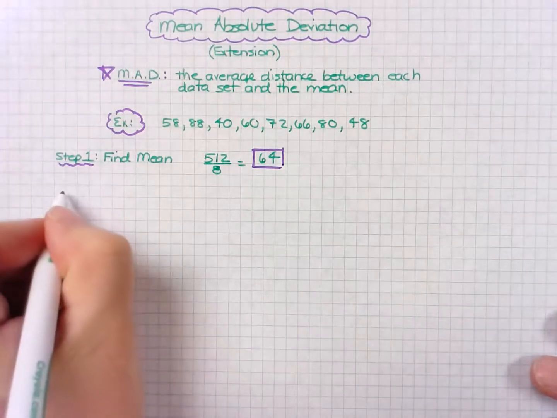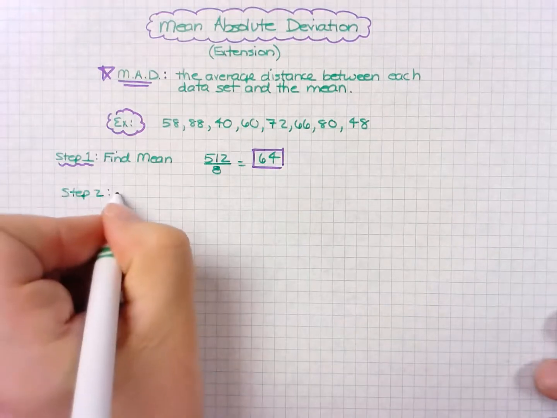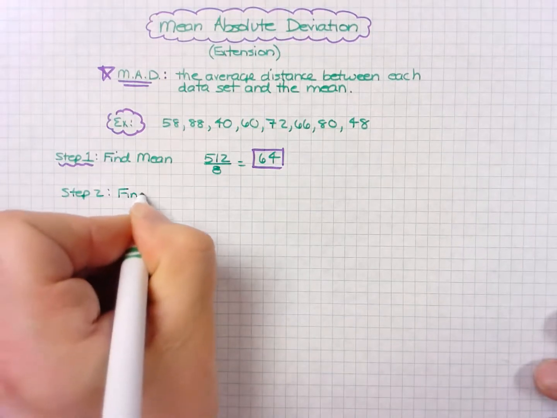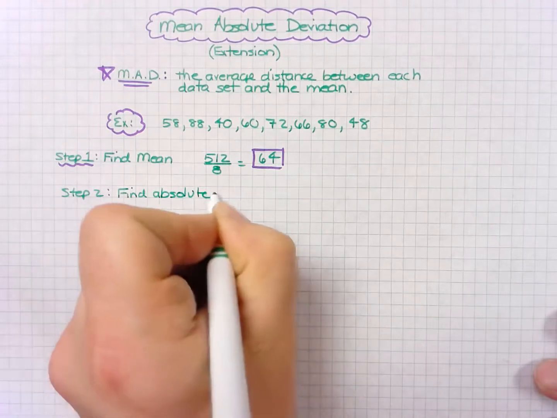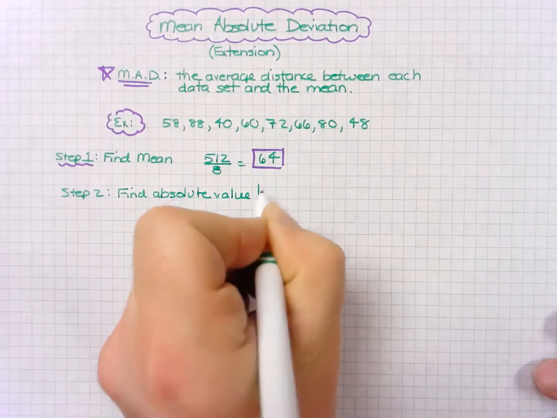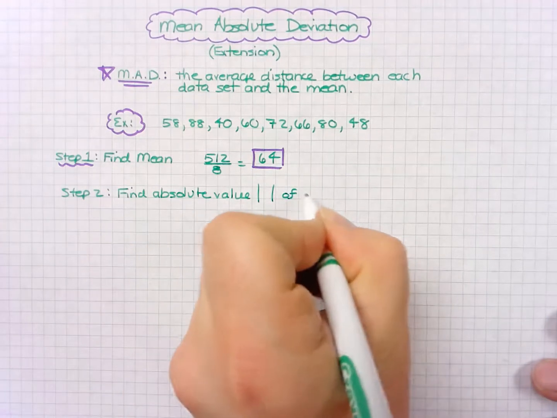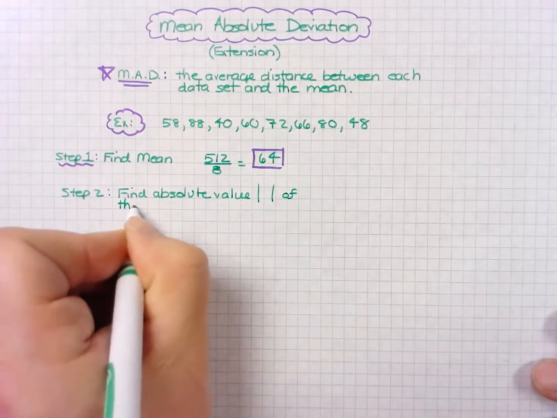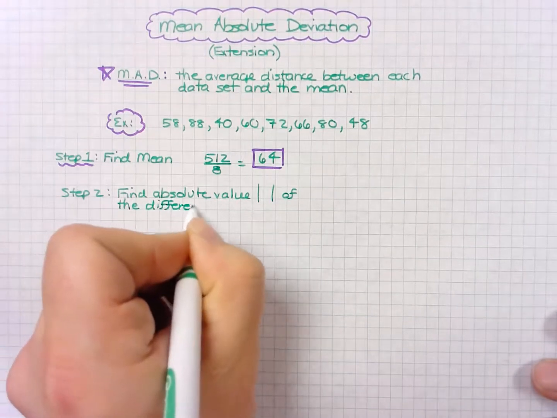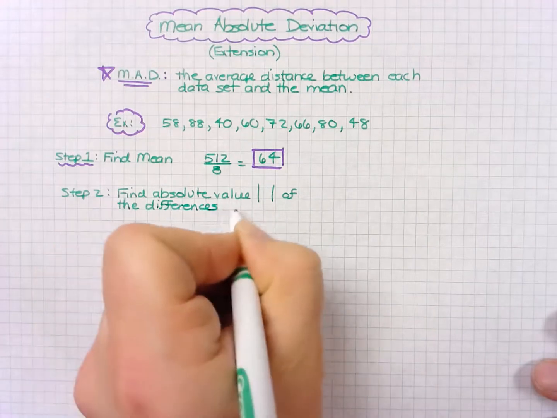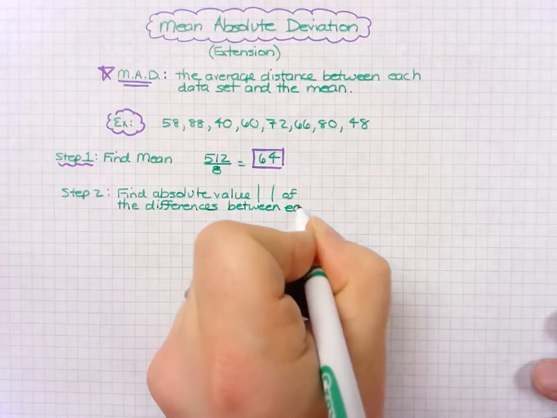So step 2 requires us to find the absolute value, which we know looks like brackets, of the differences between each value and the mean.